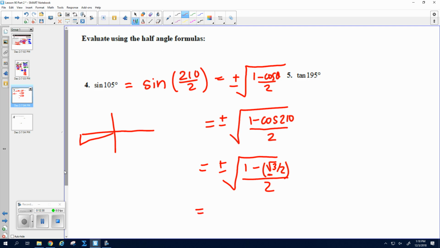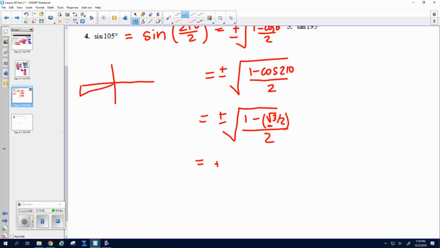And then we need common denominators in the numerator. So I would just make this 2 over 2, right? Since it's 1. So I've got 2. I have a negative times a negative here, so I'm going to do plus square root of 3 all over 2. That's this denominator here. I still have divided by 2.